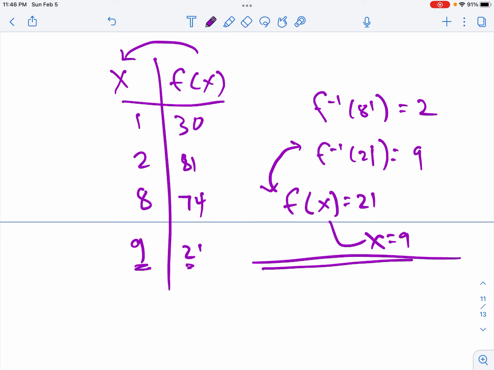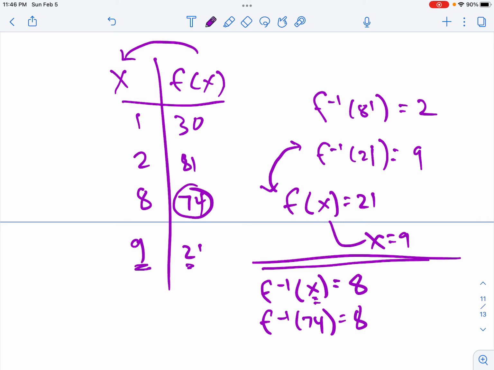Okay, now the one on the test that's a little bit mind-bending is this: f negative 1 of x equals 8. So here we're asking, the inverse function of what produces an 8? And the answer here is going to be 74. Why? Because I can replace this letter x with the number 74 and make that true. So here the answer is 74.